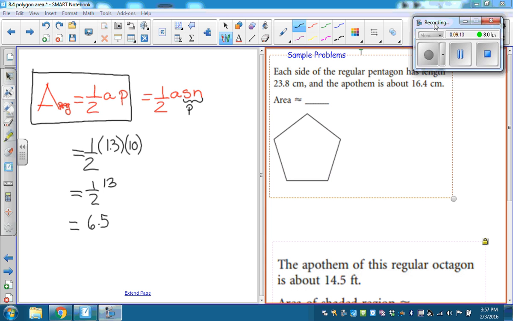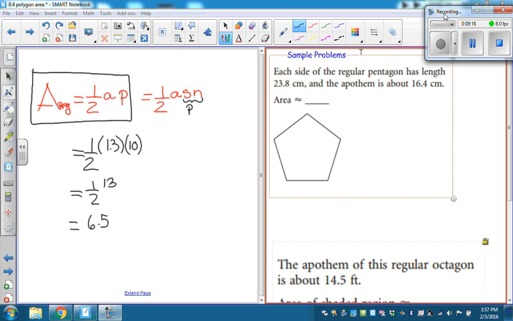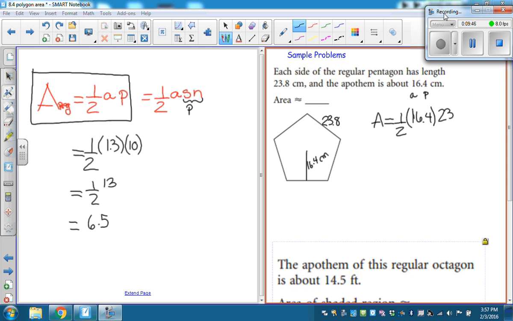So like on this problem here, each side of the regular polygon has a length of 23.8 centimeters. And the apothem is about 16.4, so that would be about right here. And you're supposed to find the area, so that's not a fancy one. That's just one where you would just go ahead and use the formula, 1/2 AP. So 16.4 times 23.8, and then times the number of sides. That's my perimeter. Or you can think of it in triangles.